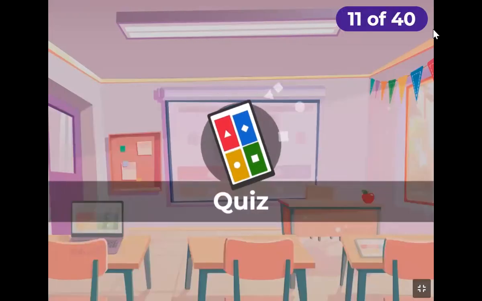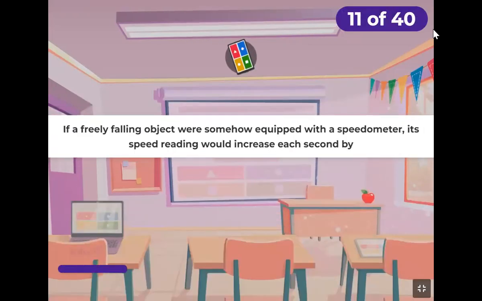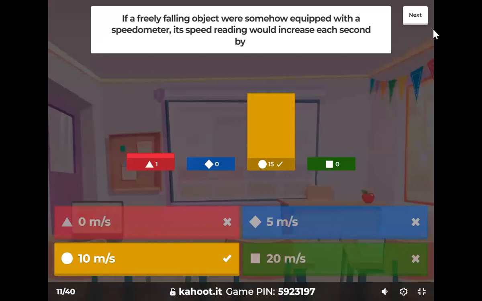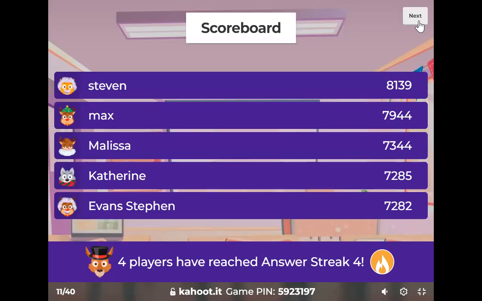If for the following object equipped with speedometer, its speed reading would increase each second by 10 meters per second. Yeah, there you go. Picks up 10 meters per second per passing second. All right.